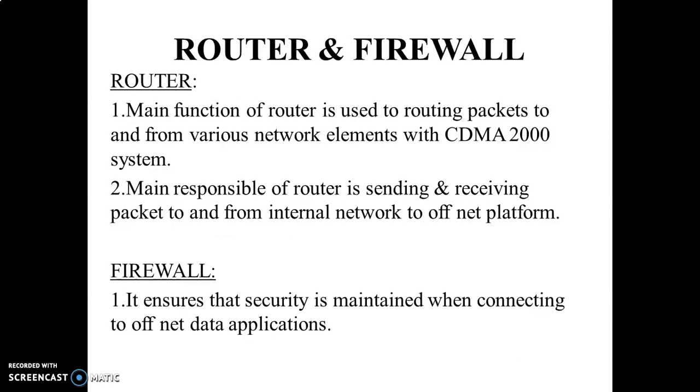Then moving on to the router and firewall. The main function of the router is to route the packets to and fro between various network elements within the CDMA 2000 system. The main responsibility of the router is sending and receiving the packets to and fro from the internal network of the network platform, when a call or message is made on different networks. Okay, so the firewall ensures that security is maintained when connecting to off-network data applications.